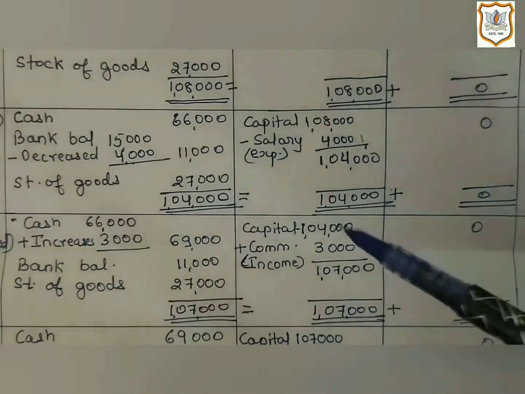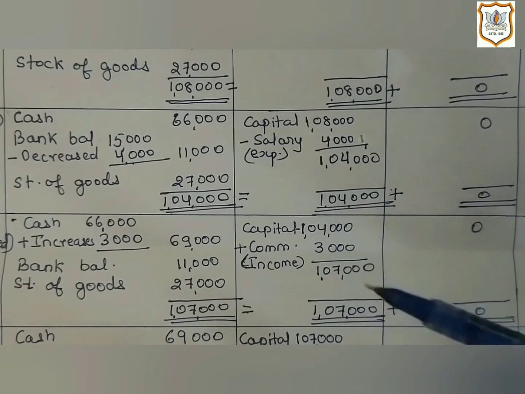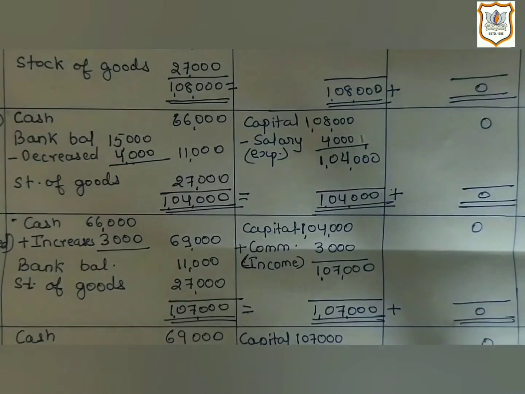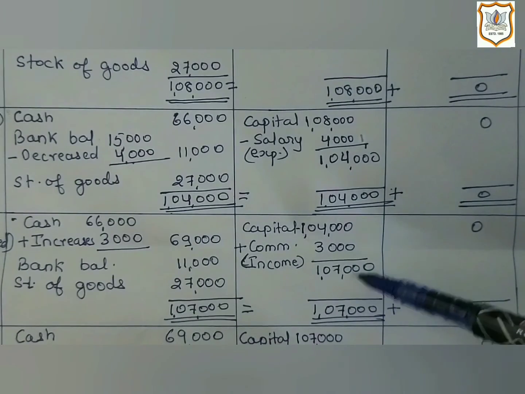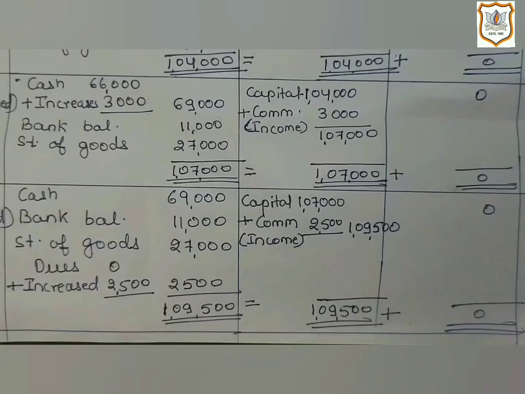Now on the other side there is a change in the capital balance. Here commission is an income, and as I explained to you, all profits and income belong to the proprietor. Here proprietor is nothing but capital. So you can always add income or profit to capital. So by adding 3,000, we will get 1,07,000 as the balance of capital. So again here also our accounting equation is satisfied. Now let us see the impact of the second part of the transaction, that is outstanding commission.